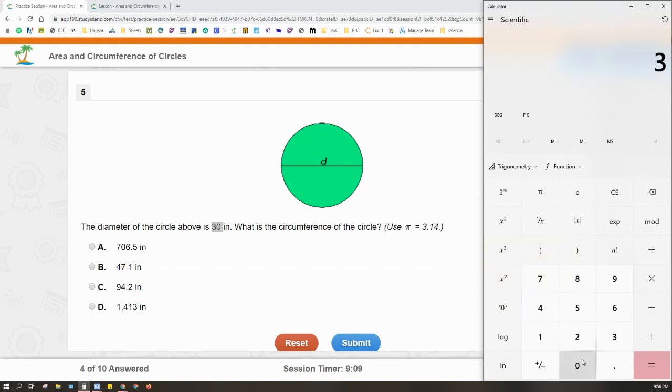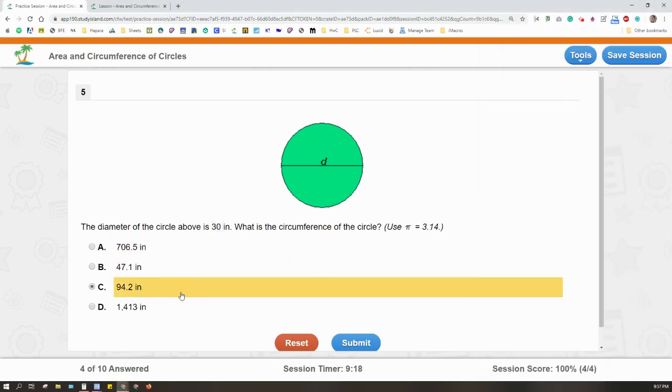So here we go. 30 times pi, which is 3.14 for this problem. It tells us to use 3.14, is equal to 94.2. That's the answer. Simple, easy, no problem.